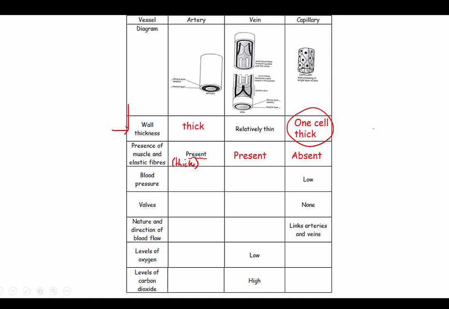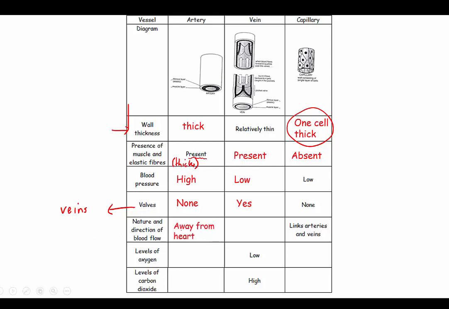In terms of pressure, the arteries have blood flowing at a very high pressure, whereas the veins flow at a very low pressure. Capillaries are also low by the time the blood gets there. The only one that has valves is veins. So that's an easy thing to remember. Veins have valves.